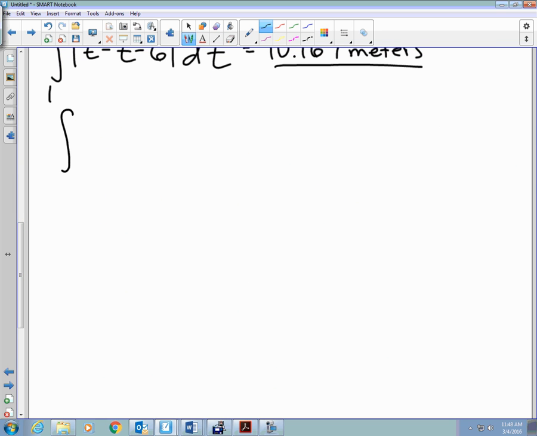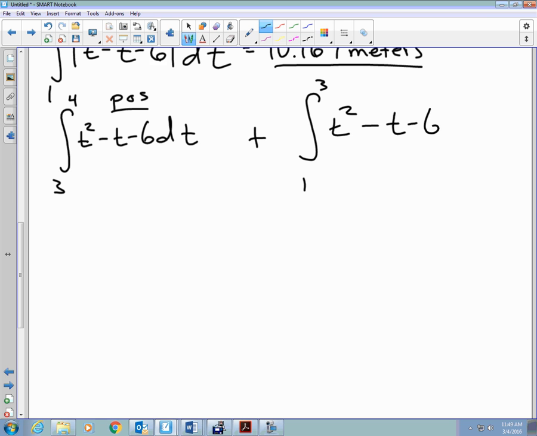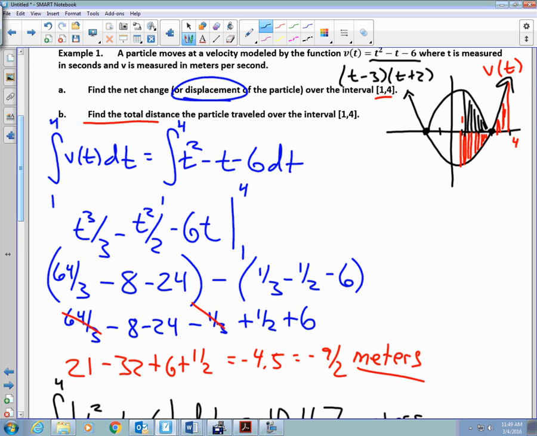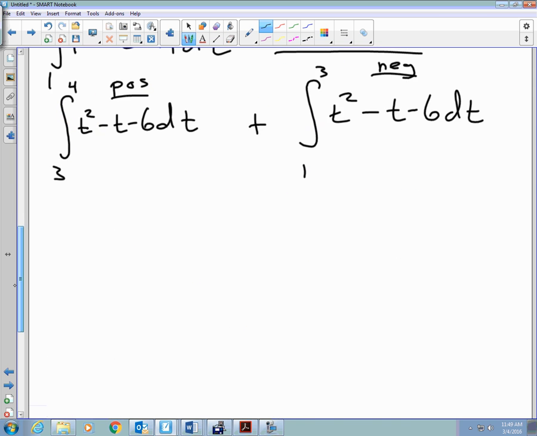So you set up two integrals. The integral from 3 to 4 of t squared minus t minus 6 dt. And we know that that will be positive area, right? Now add that to the integral from 1 to 3 of t squared minus t minus 6 dt. And we know that that will be negative area. So what we'll do is we'll take the positive and we'll add it to the absolute value of this one. All I did is broke it up into two pieces, 1 to 3, and 3 to 4. Okay?